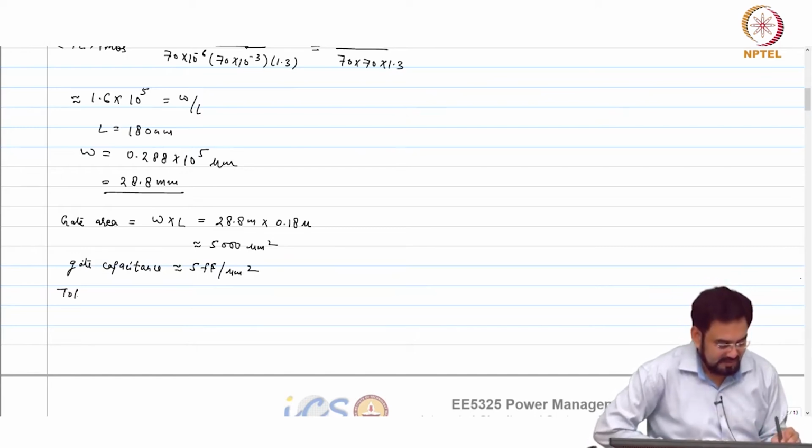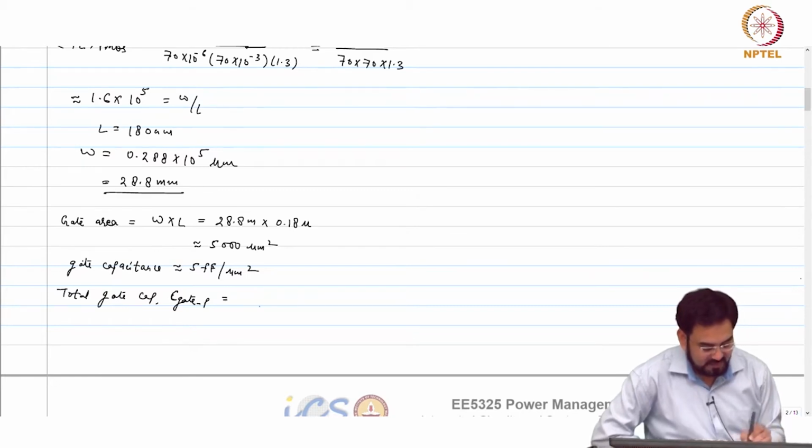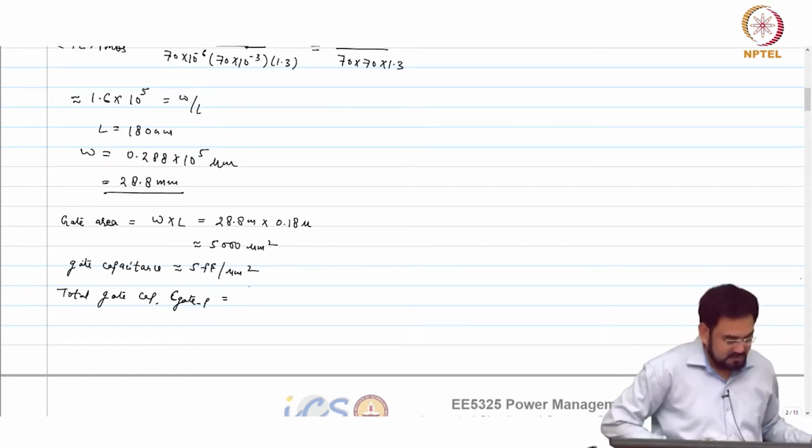So, total gate cap here, which I will call C gate, and this was for PMOS, so C gate P is equal to 25 picofarad, correct?